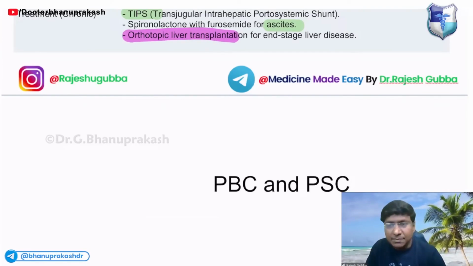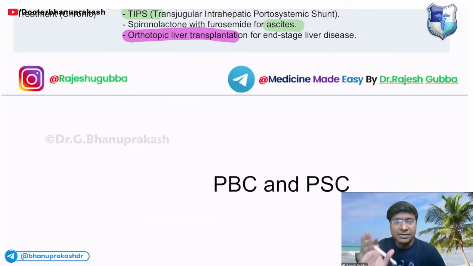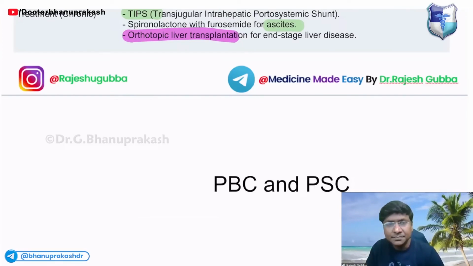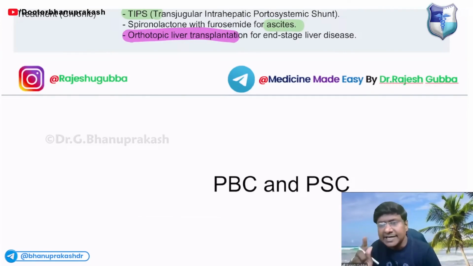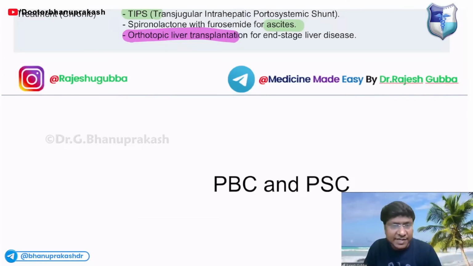Okay, this is about your Budd-Chiari syndrome, right? What is it that you will remember in Budd-Chiari syndrome now? Thrombus in the hepatic vein, because of which portal hypertension and centrilobular necrosis. Multiple etiologies are there. Clinical features, triad: right upper quadrant pain, ascites, as well as hepatomegaly. Investigation of choice, hepatic venography. Acute cases, balloon angioplasty. Chronic cases, TIPS, transjugular intrahepatic portosystemic shunt.